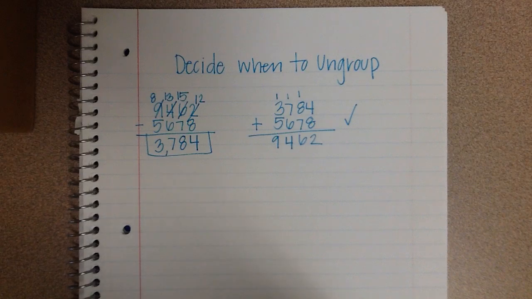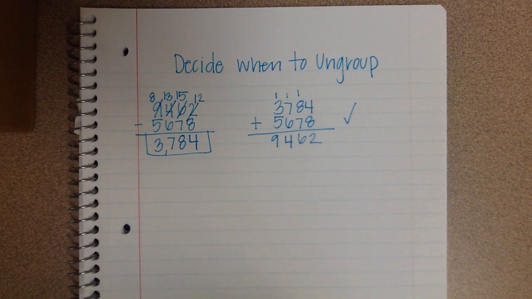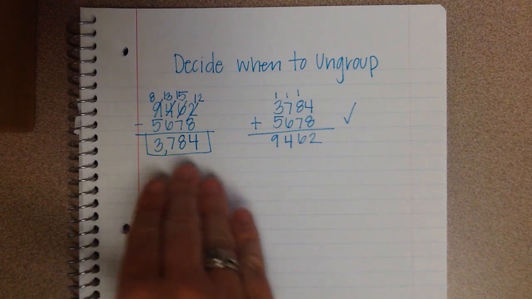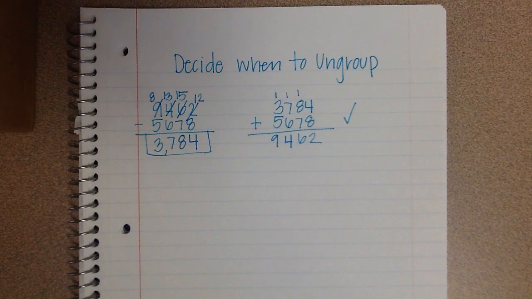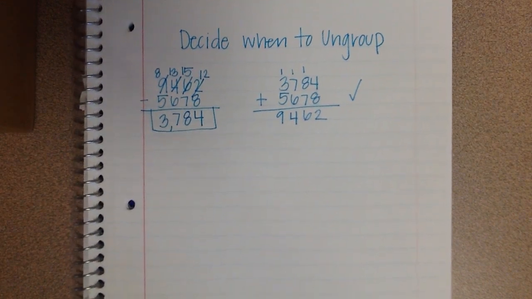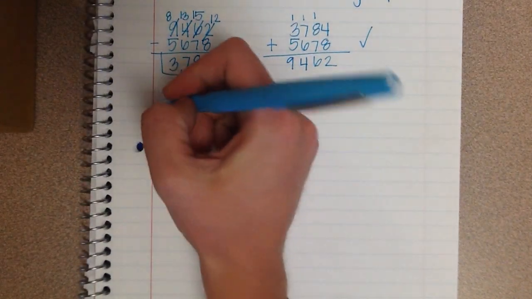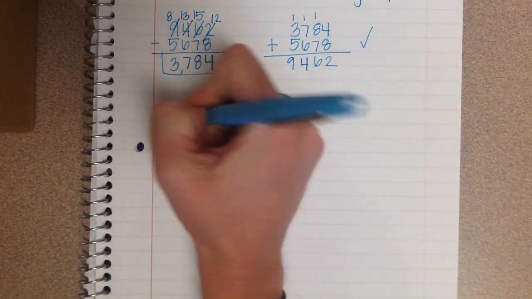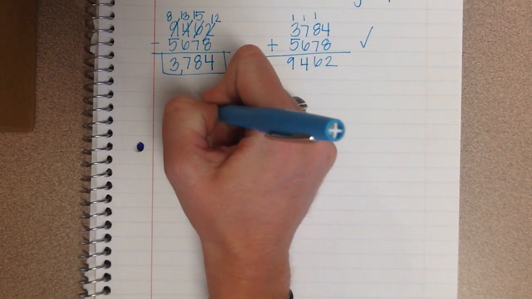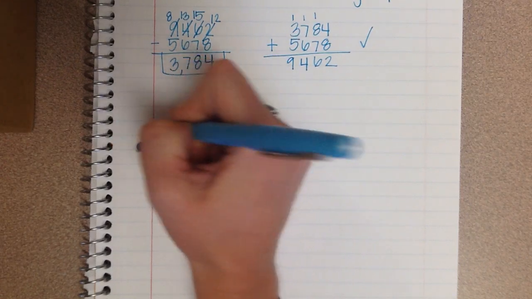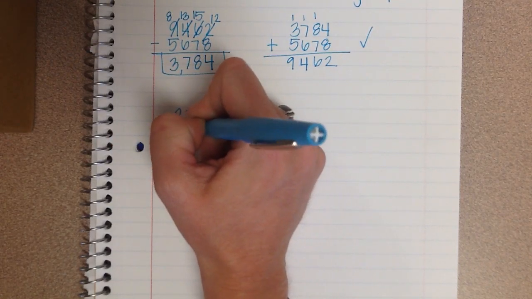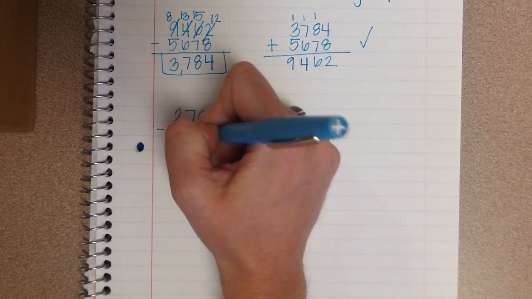Drawing it out is really helpful, but sometimes when you get into really big numbers, it's not the most helpful. So it's okay if you're drawing out the problems, but make sure you're also understanding how to do the borrowing. Okay, we're going to do another problem. We're going to do 2,703 minus 1,962.